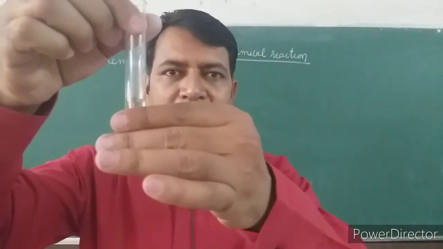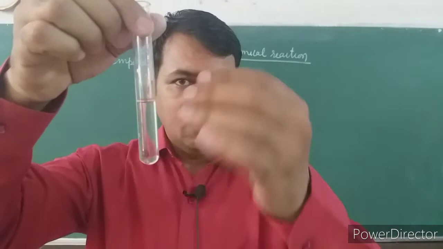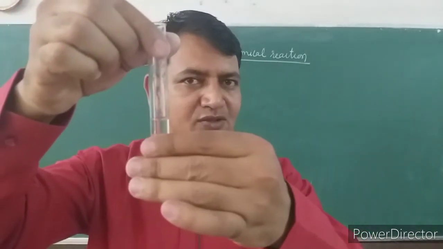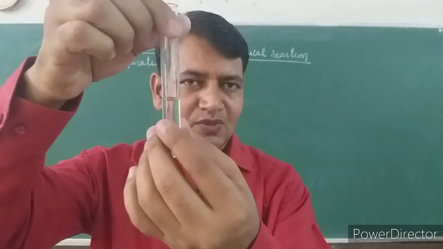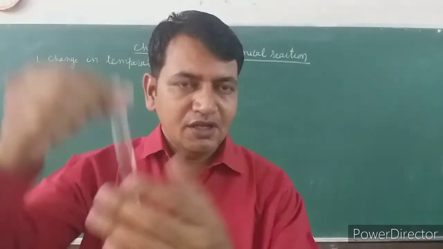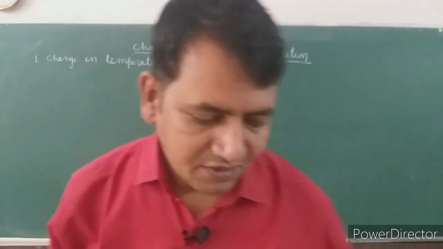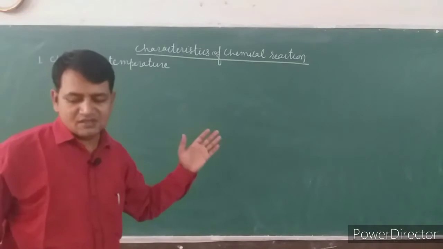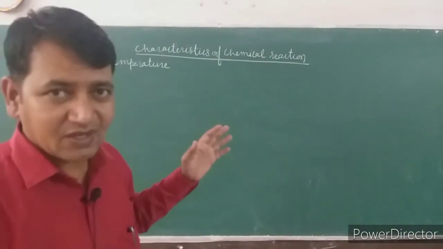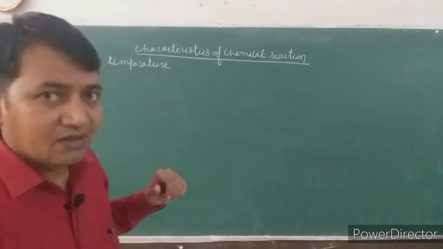So after addition of the acid to the water, when we touch the wall of the test tube again, it becomes hot. It means there is a change in the temperature. So any process where we observe a change in temperature, it means that may be a chemical reaction.